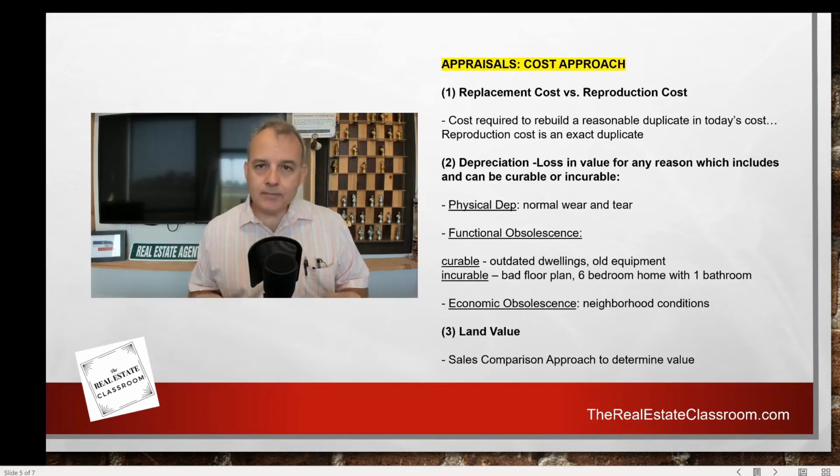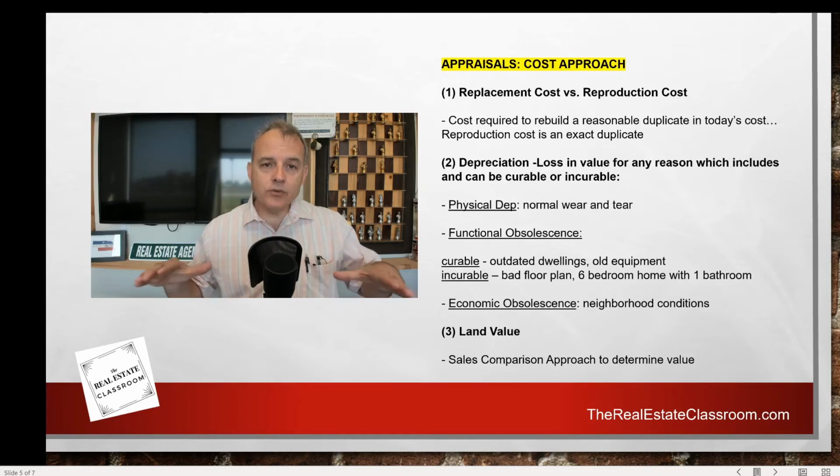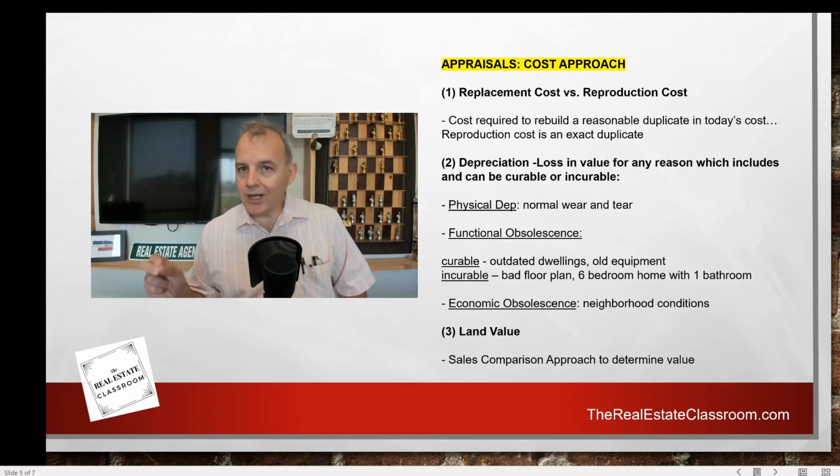Now, functional obsolescence can be curable or incurable, and the determining factor is typically the floor plan. If a home just needs, maybe the kitchen is outdated or the bathrooms are outdated, that's not typically incurable. However, if it's a bad floor plan in the first place and it's a 6-bedroom home and there's only 1 bathroom, that's probably incurable, because the amount of work that it's going to take to restructure that home to put in additional bathrooms is cost prohibitive. So that would be an example of an incurable functional obsolescence.